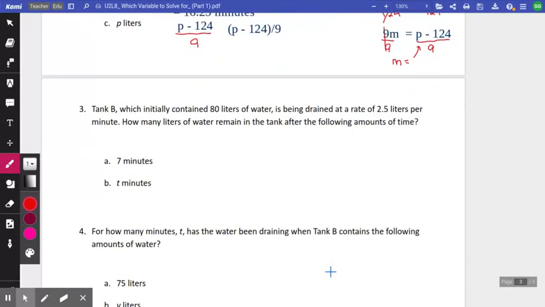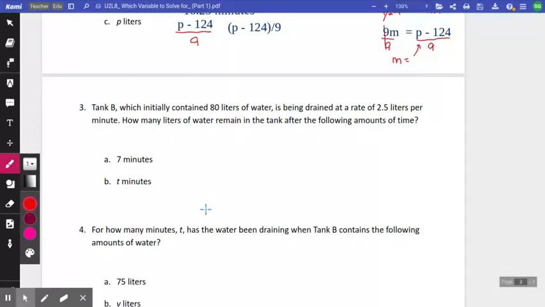And come down, look, there's another tank here. We've got tank B, which initially contained 80 liters of water, is being drained at a rate of 2.5 liters per minute.